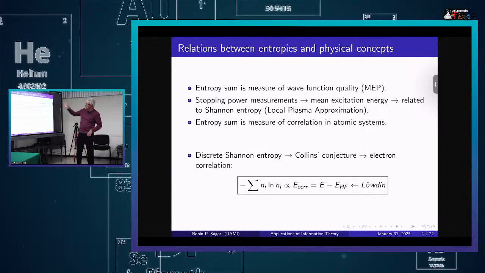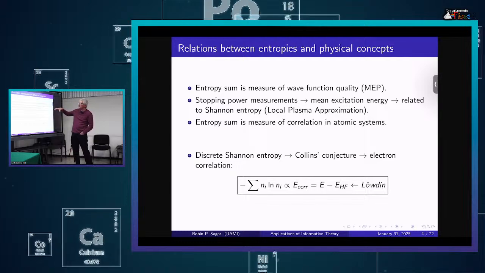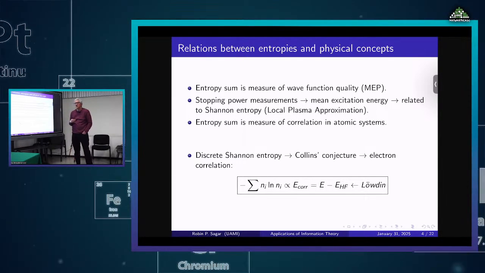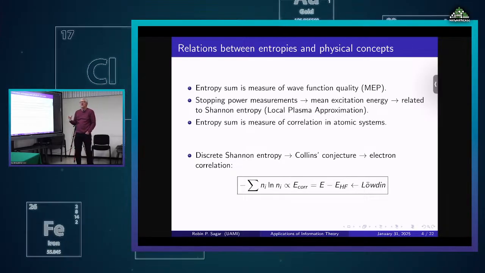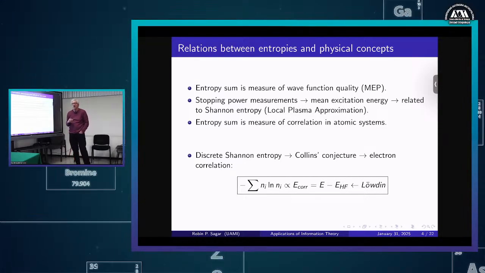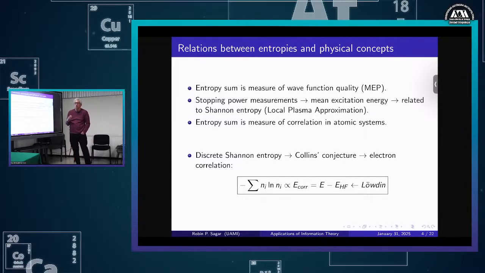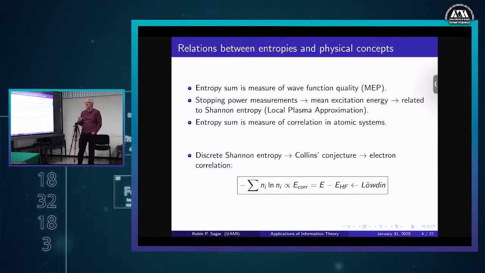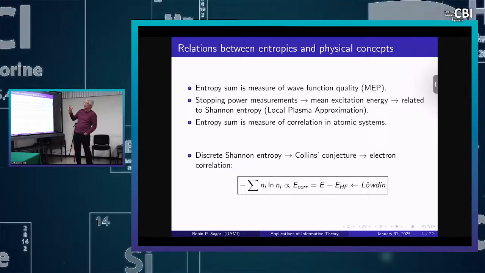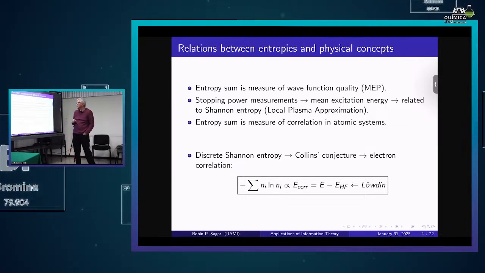Now, in the Gadre-Sears paper that I mentioned in the previous slide, they proposed that the entropy sum is a measure of wave function quality. In quantum chemistry, we all know that for most of our wave functions we're not speaking about analytical solutions. We need approximations, so it's very important to understand how good your approximation is. So if the entropy sum could be a measure of wave function quality, that was indeed very interesting, okay?